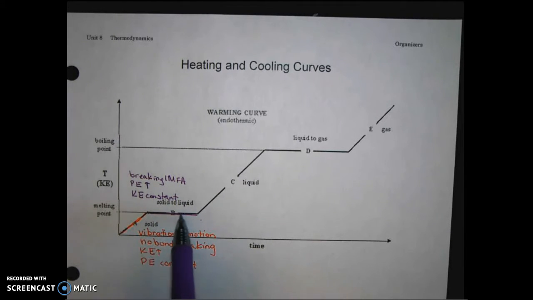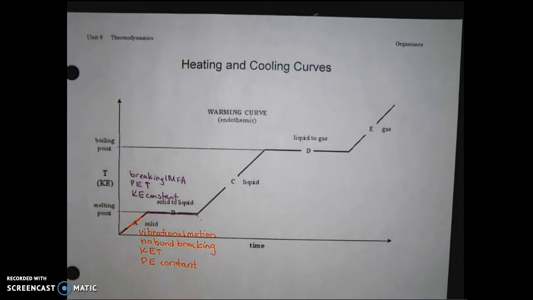So once we've broken enough IMFAs to convert that solid to a liquid, along this plateau we essentially have both states present. On the left side, there would be more solid. On the right side, there's more liquid. But until we get to the end of this plateau, you have both in existence. So there is essentially an equilibrium between the two, the solid and the liquid. If we could maintain this temperature and not add any more energy, you would see ice and liquid coexisting together. But since this is a heating curve, and over time we're constantly adding energy, we're actually melting the ice.